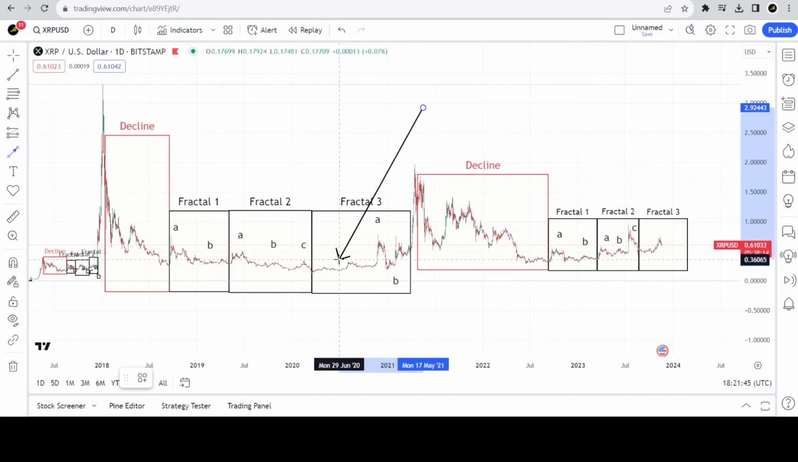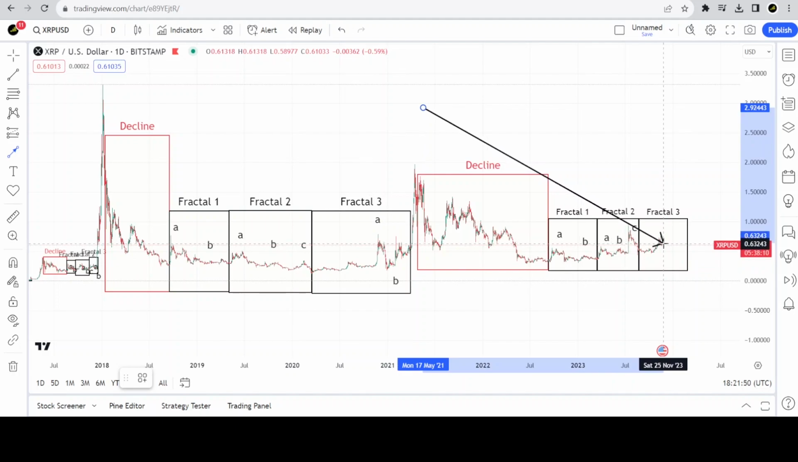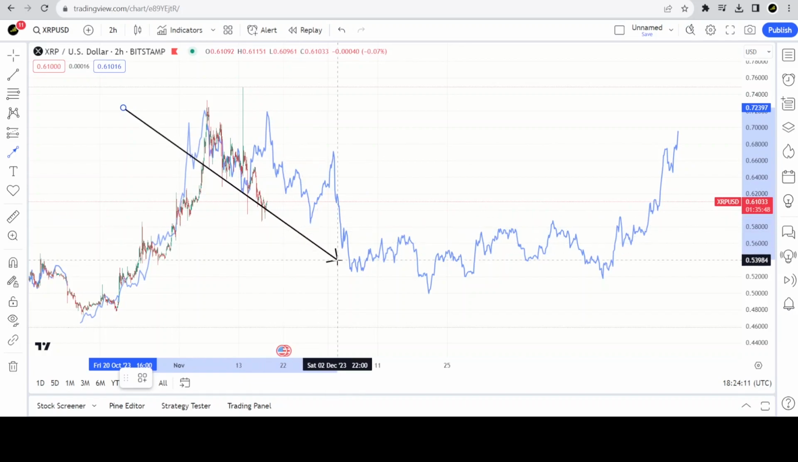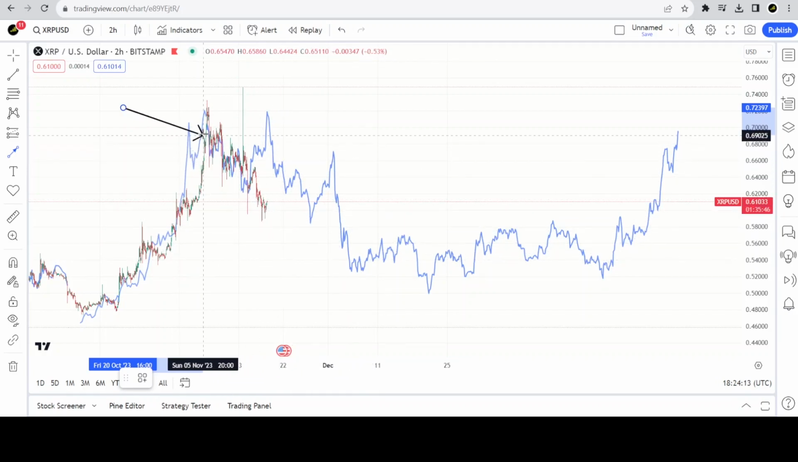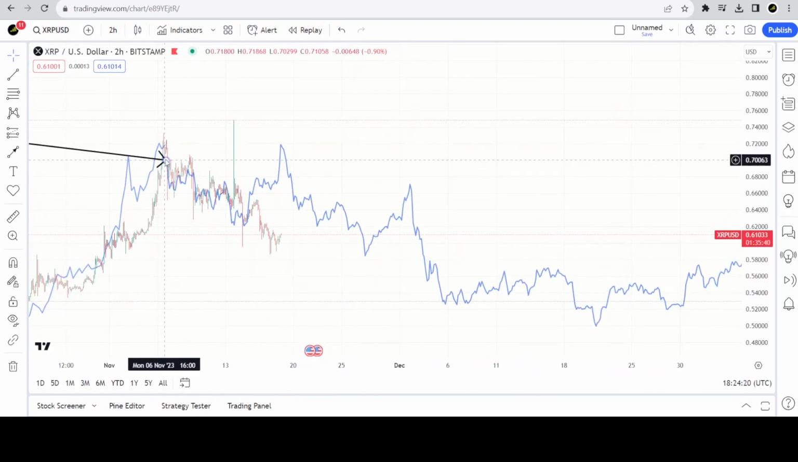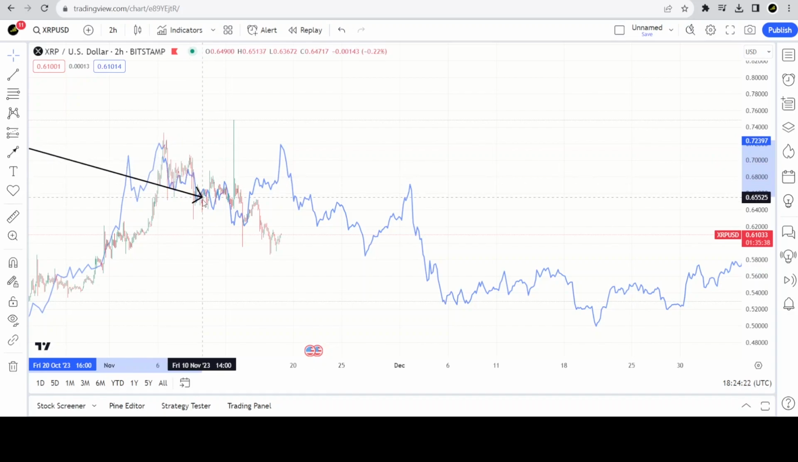So if we were to take this wave right here and copy and paste it over here, let's examine that one. All right, so here is that fractal. There is a possibility that this structure has not completed yet, and we are still moving down, and this downward trajectory will still go on. As you can see, it has roughly been following it pretty closely here.